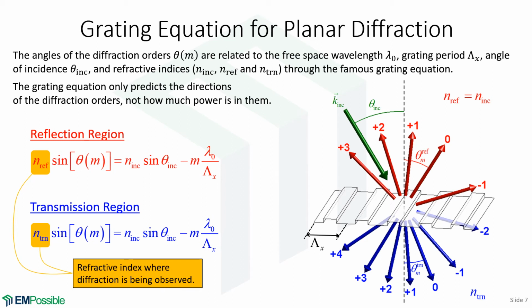So in fact, we could look at the grating equation and look at this first term of refractive index and just think of that as the refractive index where the diffraction is being observed. So if we're on the reflection side, we'll put in nref. If we're on the transmitted side, we'll put in ntrn. So that's the grating equation. And I like this picture because it summarizes all the different diffraction orders. It shows that you can get a different number of diffraction orders on one side or the other. We'll have more diffraction orders on the higher index side. It also shows you the numbering convention. So these numbers here are the M value, or the diffraction order.